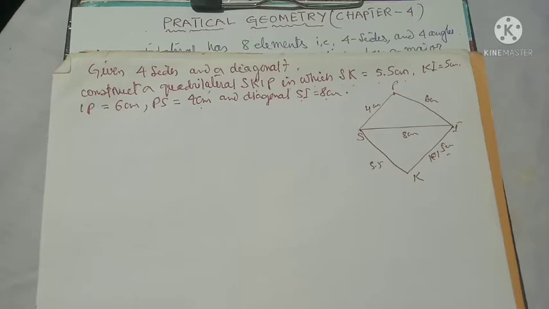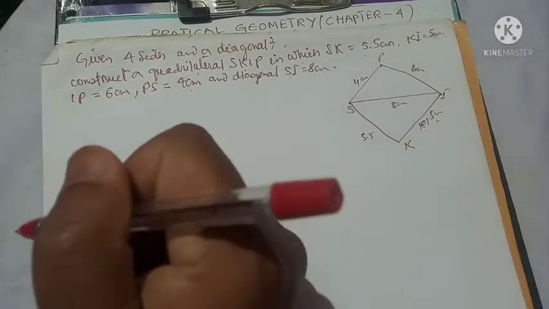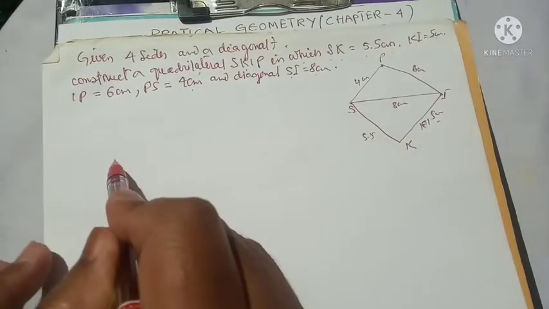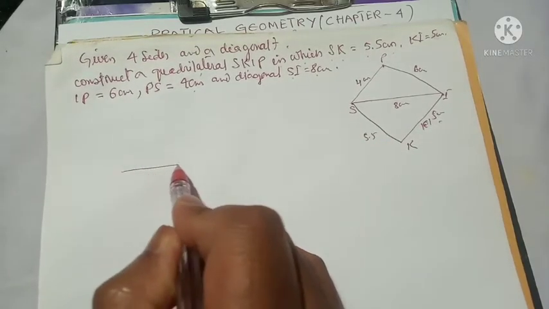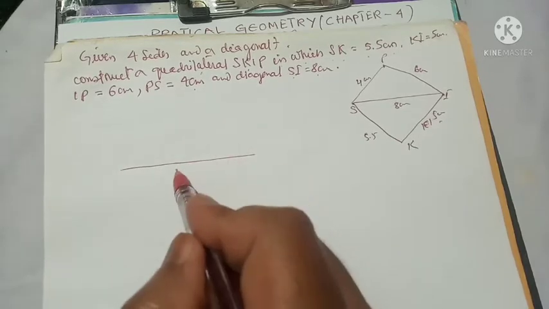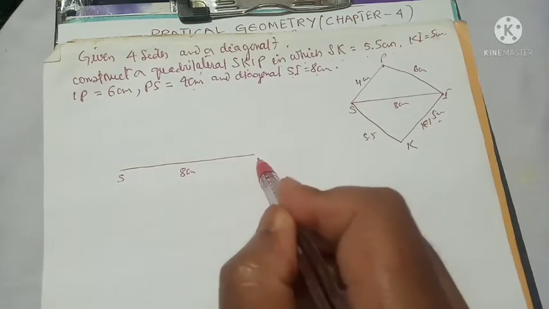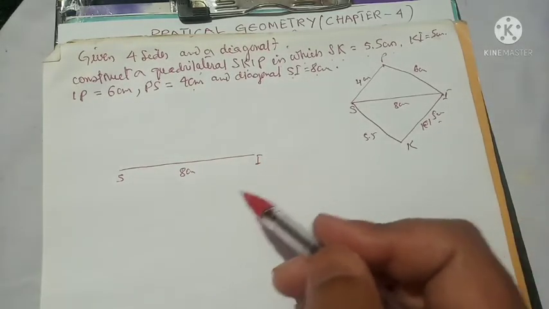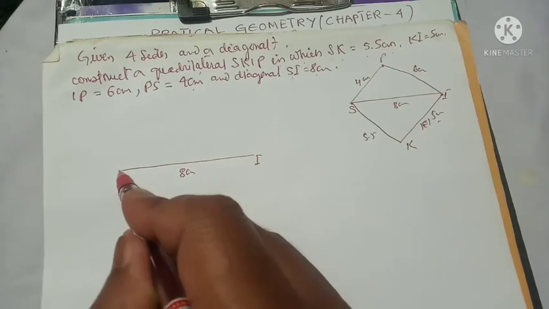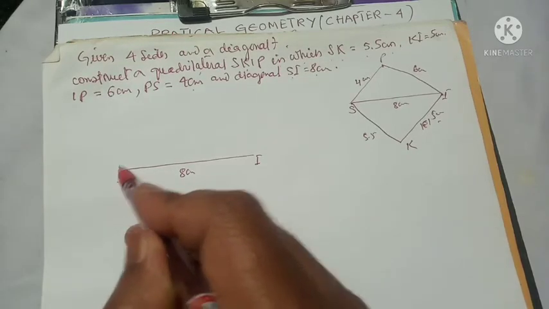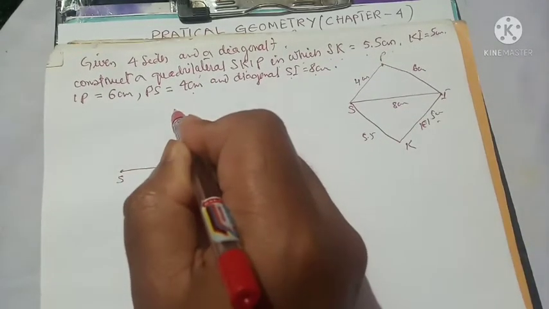So let's start. I will draw freehand. First, we draw a line segment that is 8 centimeters and mark it as S and I. This is the first step. The second step: with S as the center and a radius of 4 centimeters, we draw an arc here.